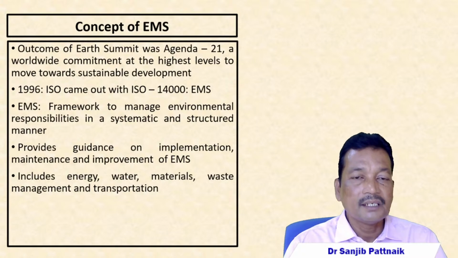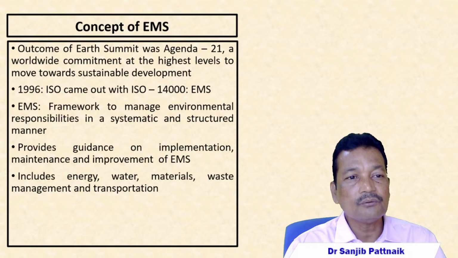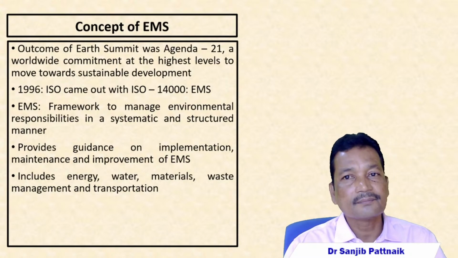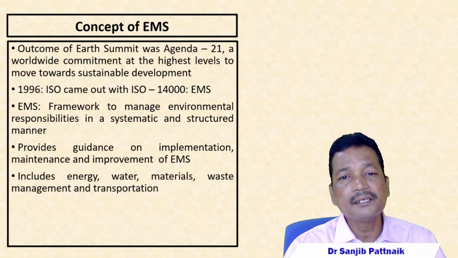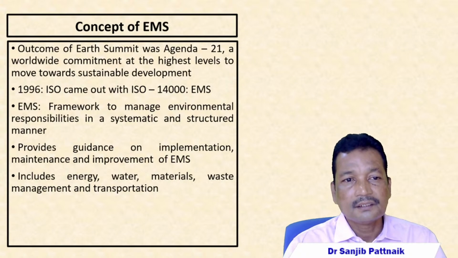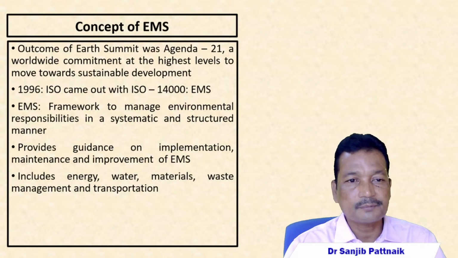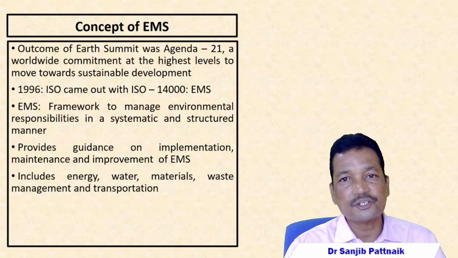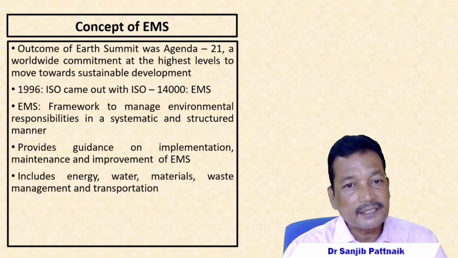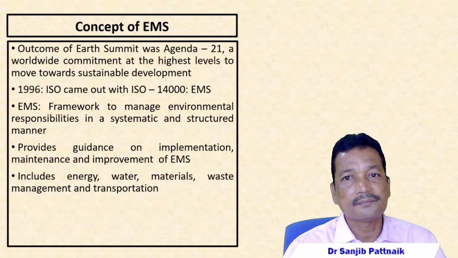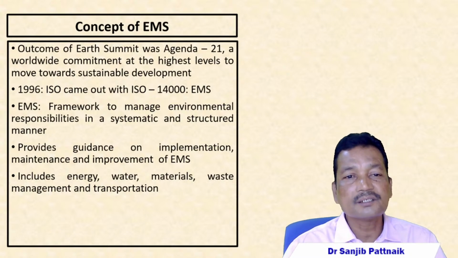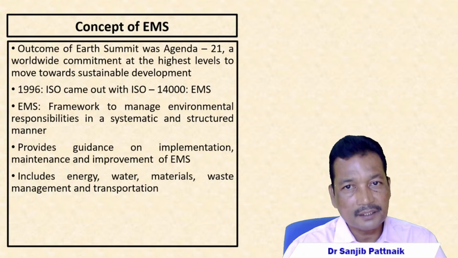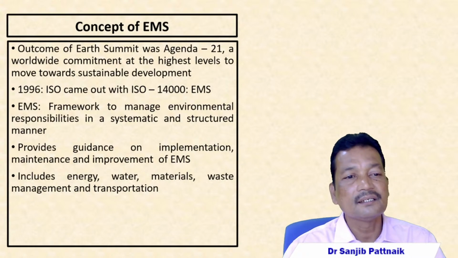Matching with that, the International Organization for Standardization, as we know, ISO, in 1996 came up with the 14000 series that dealt with the environmental management system. What is that environmental management system? It is a framework to manage environmental responsibilities in a systematic and structured manner. So it provided the framework how an organization should take up the responsibility and work towards achieving the environmental protection goal in a systematic and structured manner.